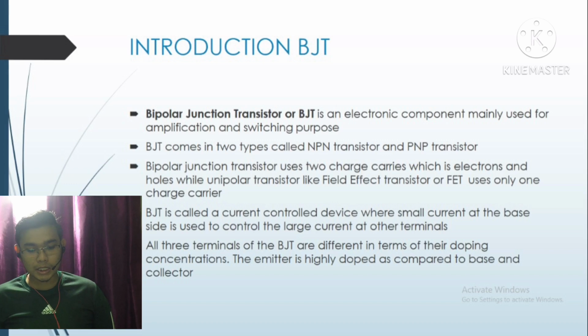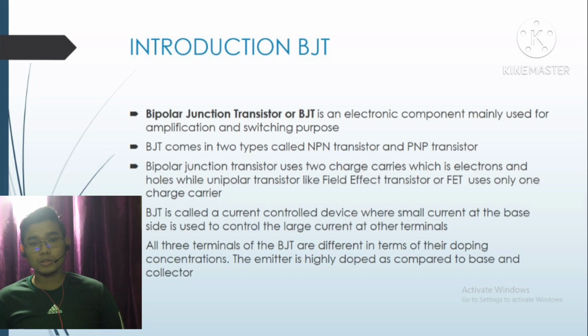Okay, so first let us discuss the introduction of the BJT. Bipolar junction transistor, or BJT, is an electronic component mainly used for amplification and switching purposes. BJT comes in two types called NPN transistor and PNP transistor.